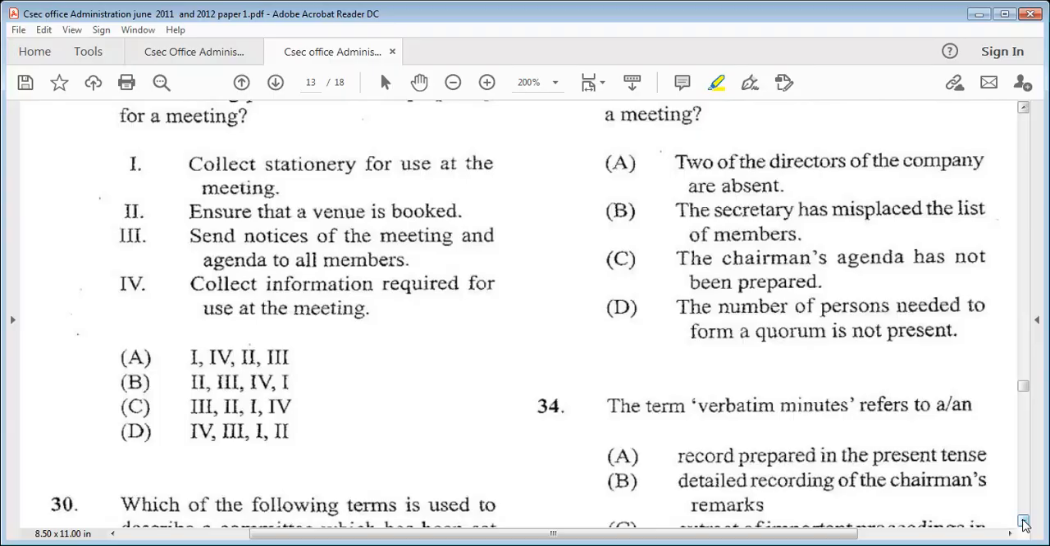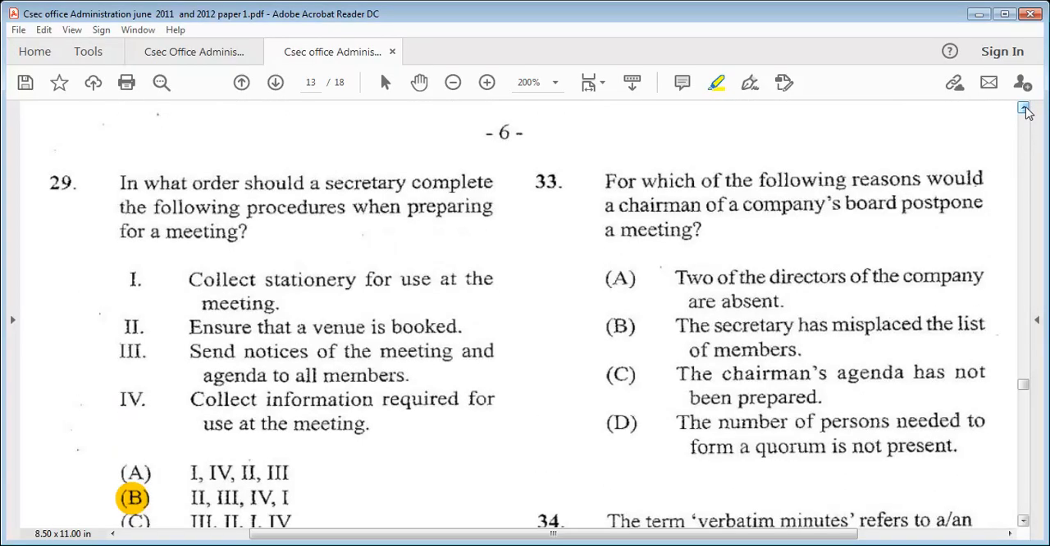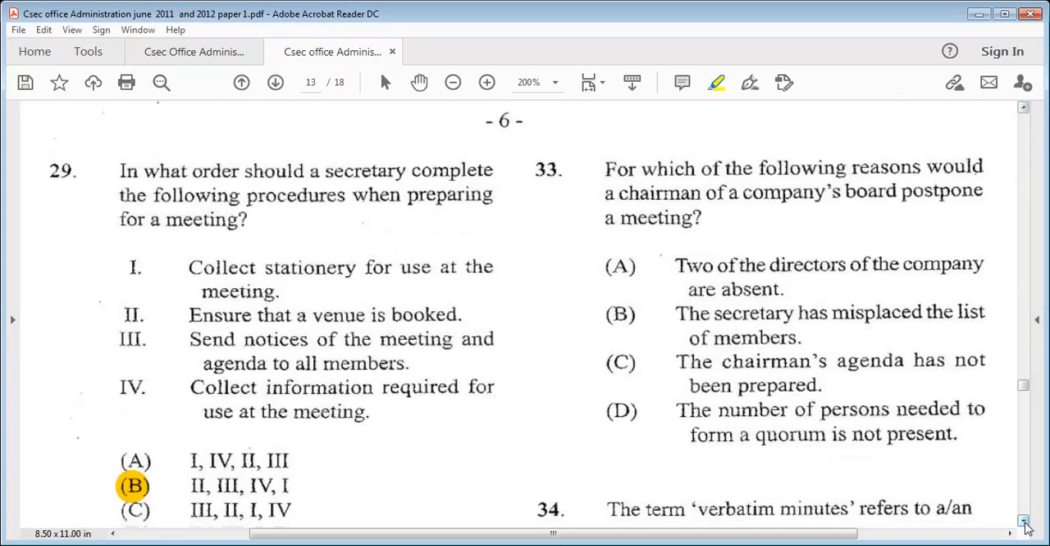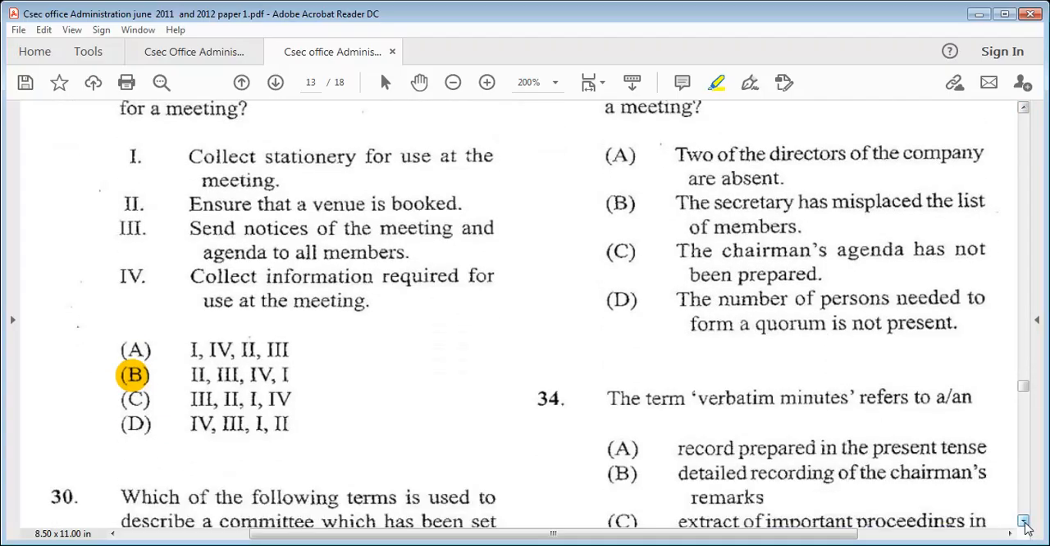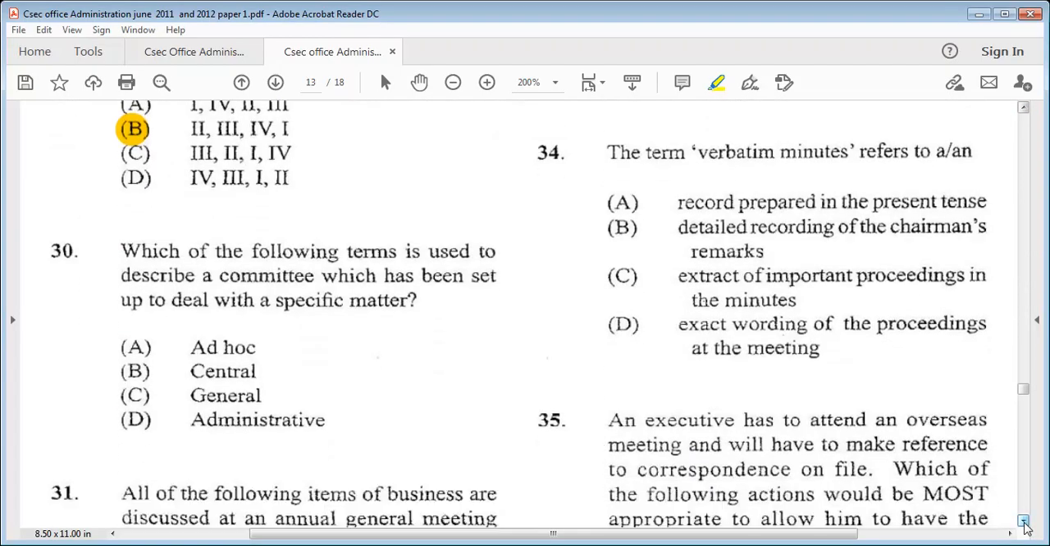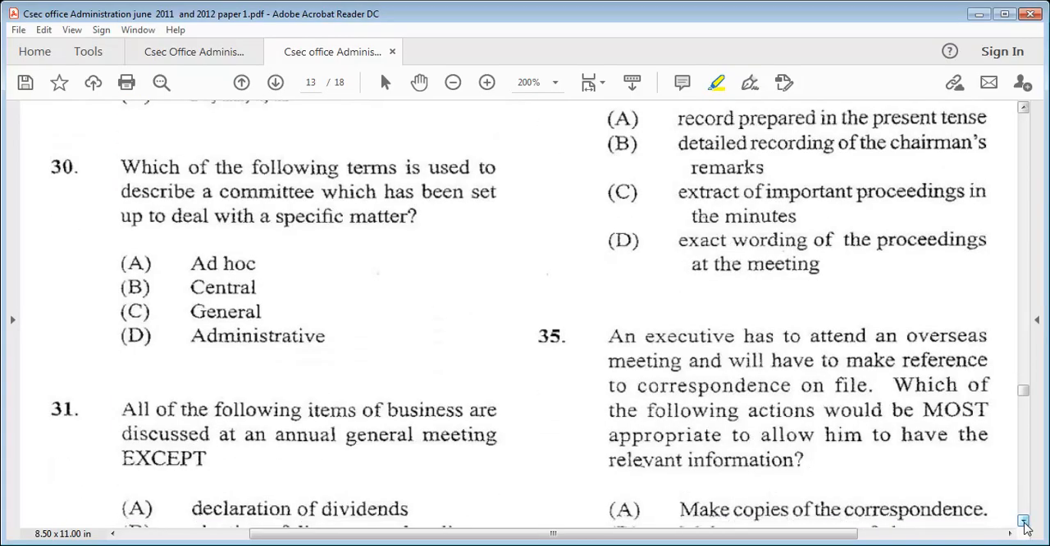Our answer would be B. Ensure that a venue is booked, then send notices of the meeting and agenda to all members, then collect information required for use at the meeting, and then collect stationery for use at the meeting. So our answer is B. So that is what a secretary would do when preparing for a meeting. Let's go on to number 30.